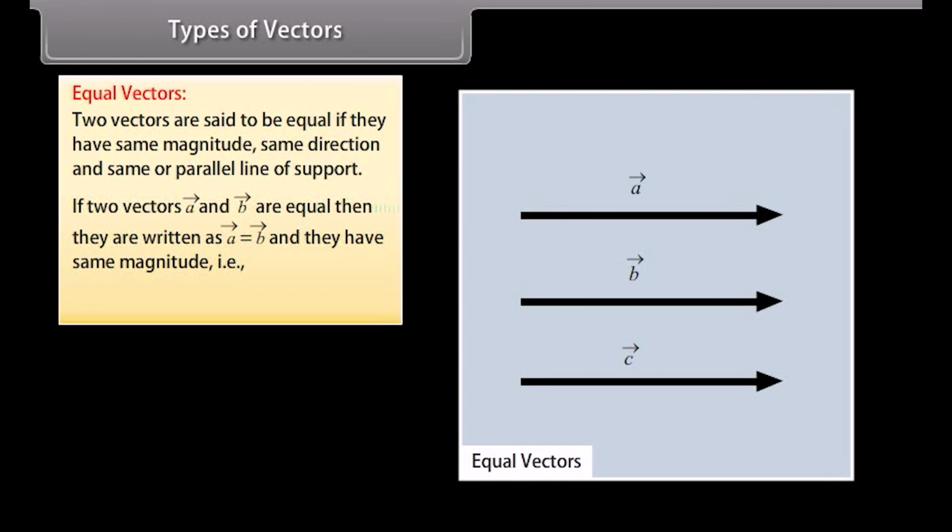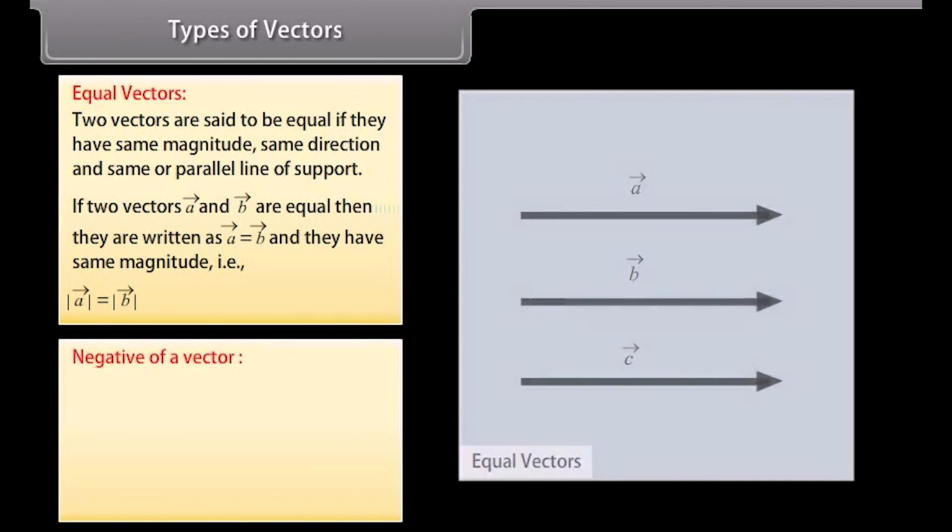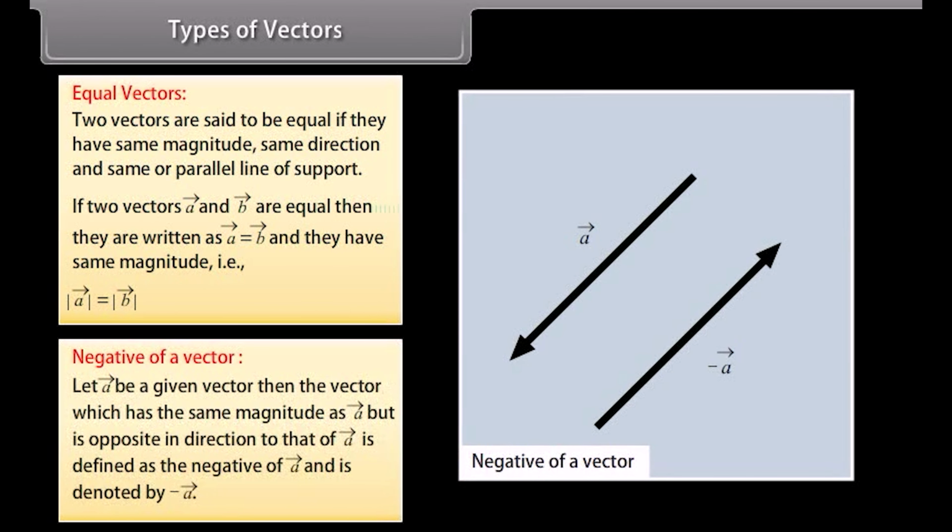If two vectors A and B are equal, then they are written as vector A equals vector B and they have the same magnitude, that is, mod of vector A equals mod of vector B. Negative of a vector. Let vector A be a given vector, then the vector which has the same magnitude as vector A but is opposite in direction to that of vector A is defined as the negative of vector A and is denoted by minus vector A.